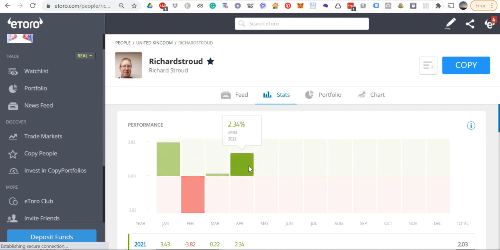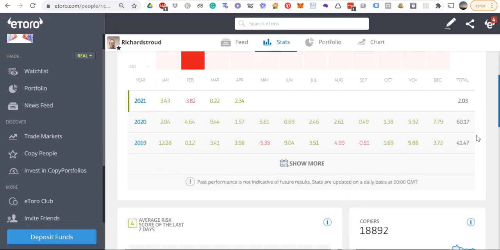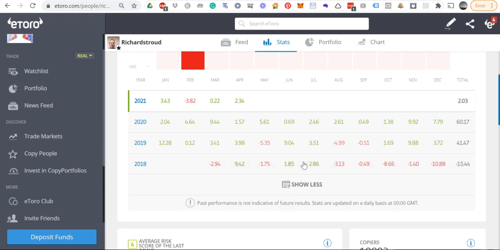Regardless, he had a bad month there, but if you look at his figures, 60% in 2020. Yeah, and so here's a warning sign. In 2018, down 15%. So it's these kind of caveats you've got to think about. 40% next year, 60%.